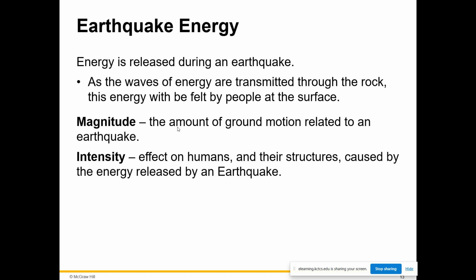Earthquake energy is, again, just the energy released during the earthquake. It's stored as it's bending, and then it breaks, and all that energy is released as things snap back together, and you feel that shaking. So the magnitude is the amount of ground motion related to that, and the intensity is how much that affects humans and our structures.